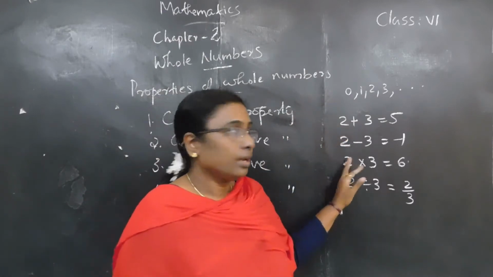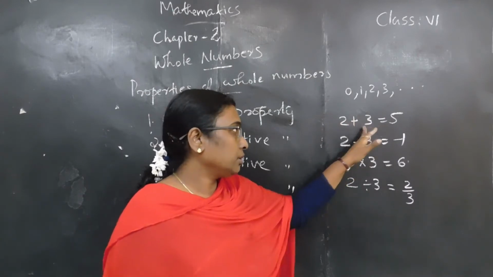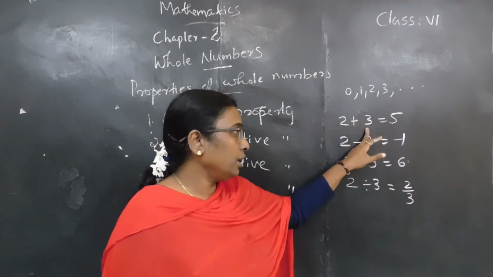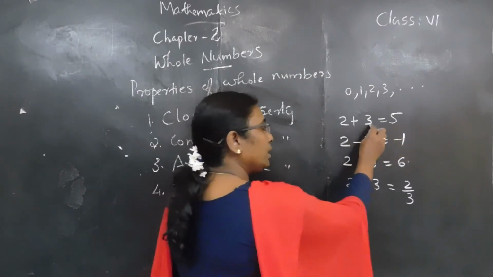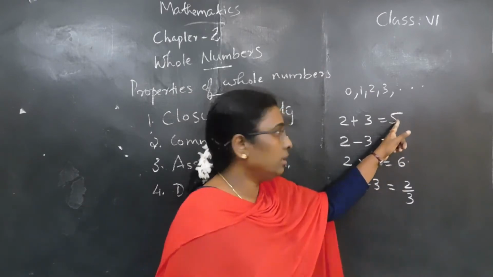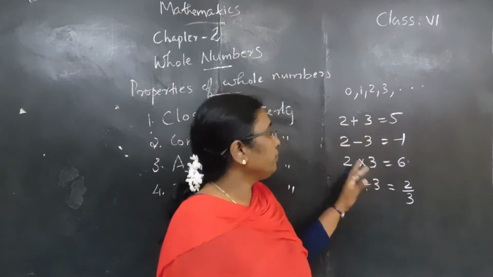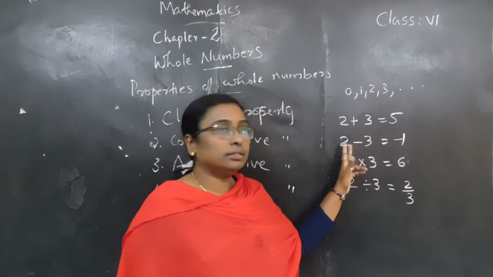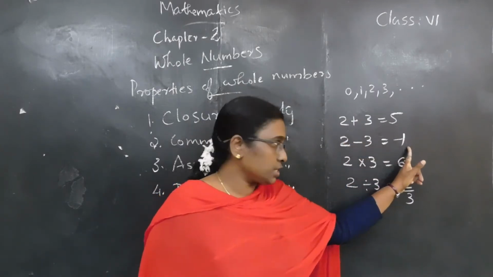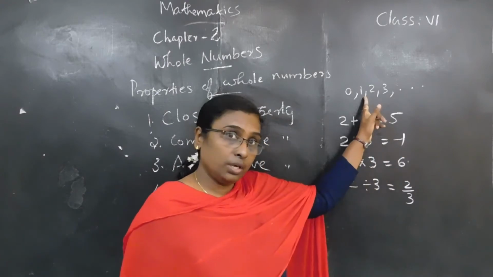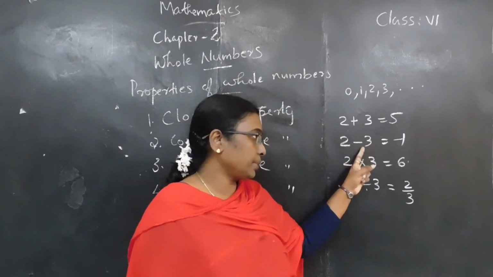Once again, consider two whole numbers, 2 and 3. If we add 2 and 3, we get 5. 5 is a whole number. If we add two whole numbers, the answer is also a whole number. Therefore, we can say that the whole numbers are closed under addition. In case of subtraction, consider two whole numbers, here also 2 and 3. 2 minus 3 equal to minus 1. Minus 1 is not a whole number. Therefore, whole numbers are not closed under subtraction.